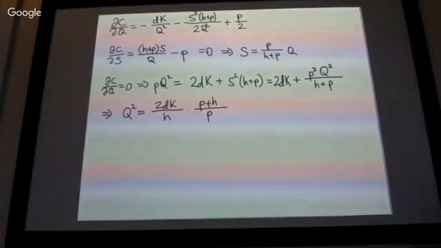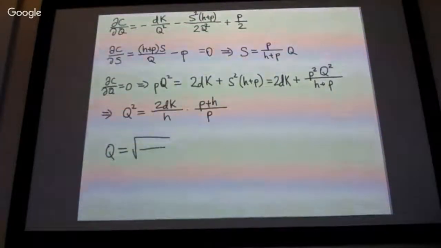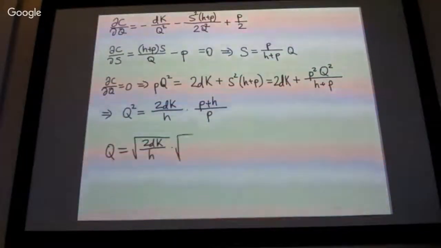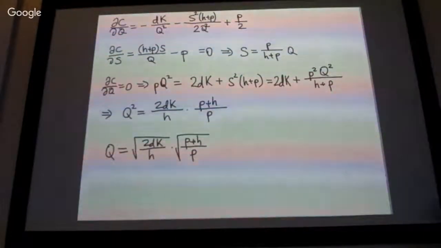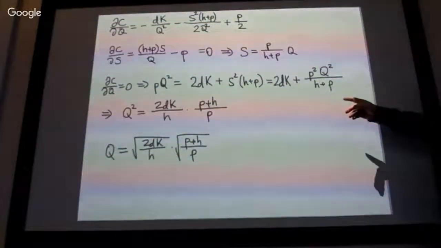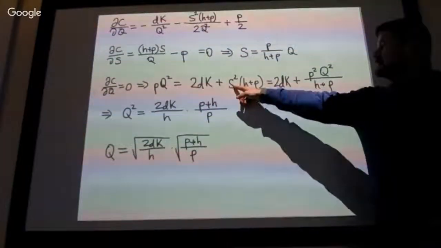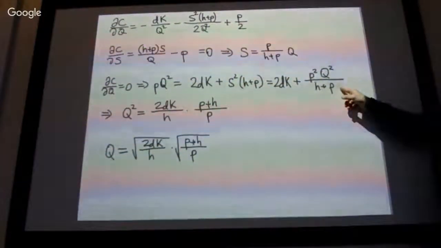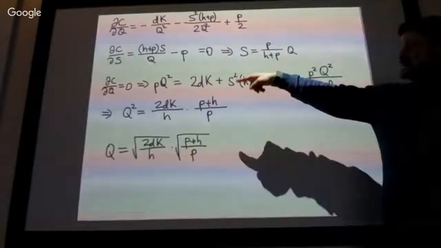Well, this is supposed to be this, and therefore the optimal q is the square root of 2dk, and I'm splitting it like this just to make you ask another question. Where did I sub it in? Here. It's the same place, because it's the same equation. I'm solving two equations, this and that.